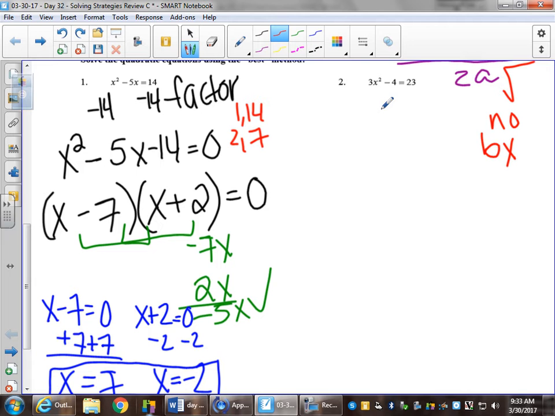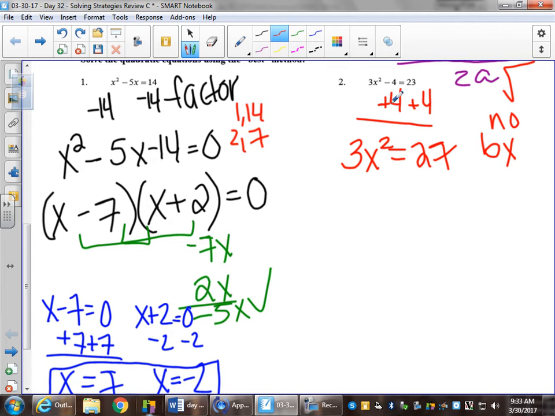So what do I do? I'll add the 4. Why would you add the 4 and not subtract the 23? Because he wants to get x by itself. So we're left with 3x squared equals 27. So this step, I really want you guys to pay attention to because I saw a lot of mistakes on the last test about this.